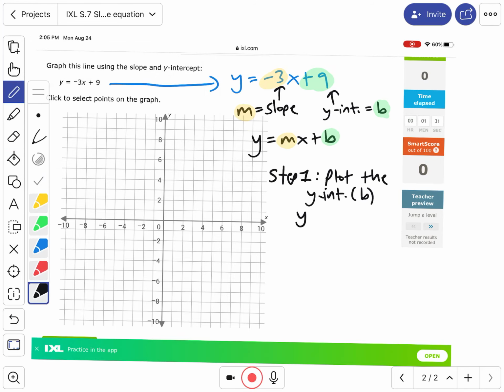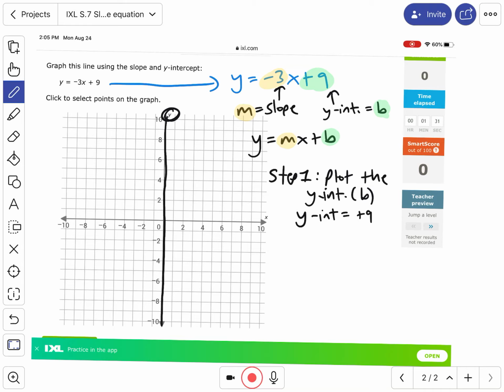Okay, so that's the first thing we're gonna do, is plot the y-intercept. And so here is the y-axis. All of these values are y values, and so we need to plot this positive 9 on this y-axis. Positive 9 will be right here, between 8 and 10. If it was negative 9, we'd go down 9. But it's positive 9, so we're going to start right there, which is step 1.